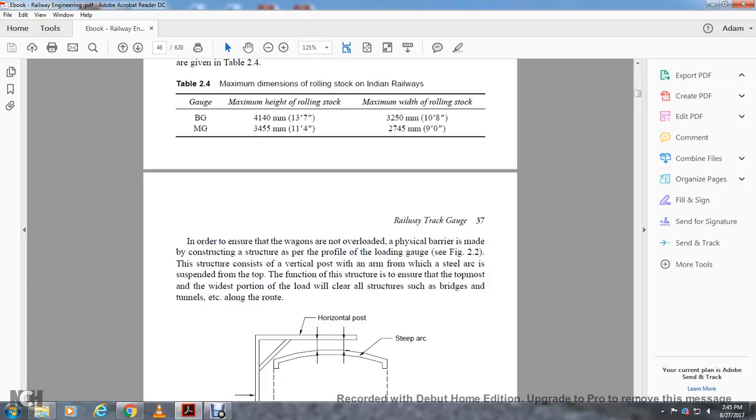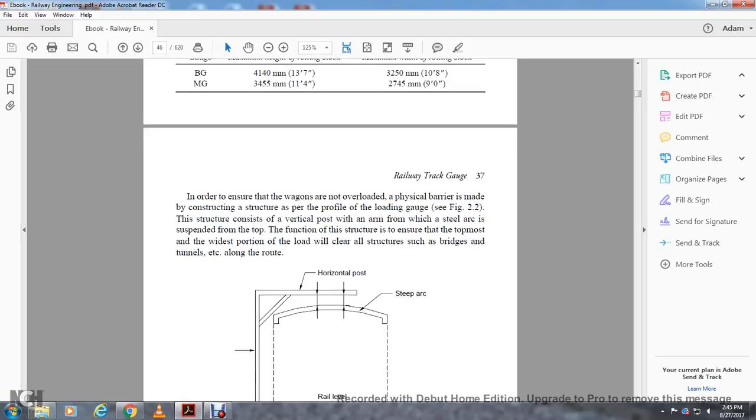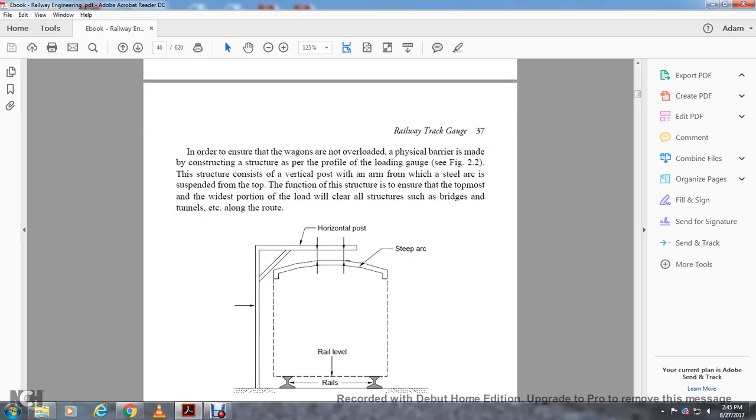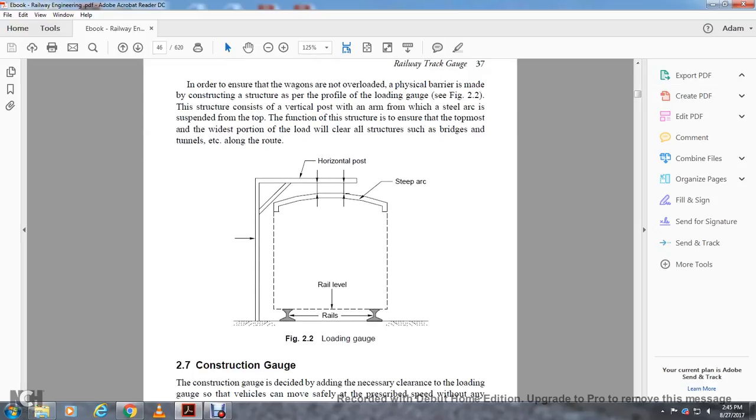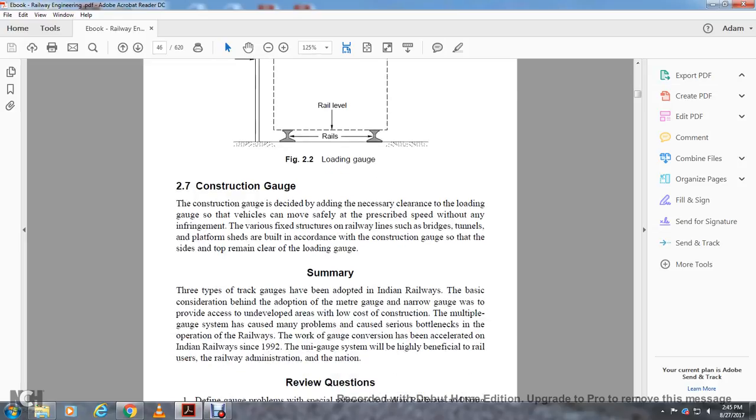In order to ensure the wagons are not overloaded, a physical barrier is made with a construction structure that sets the profile of the loading gauge. The structure consists of vertical posts and a steel arc suspended from the top, ensuring that the top and the width of the widest portion of the load will clear structures such as bridges and tunnels along the route. The figure shows the horizontal post, the arc, the rail level, and the rails. Figure 2.7: the construction gauge.